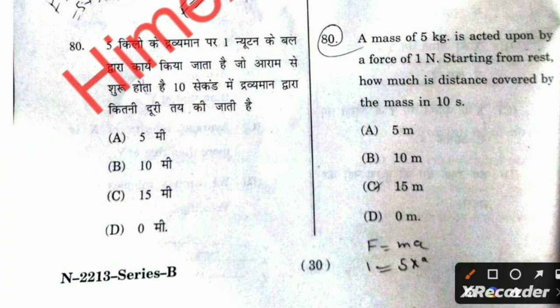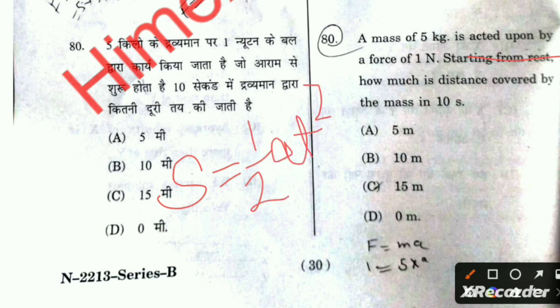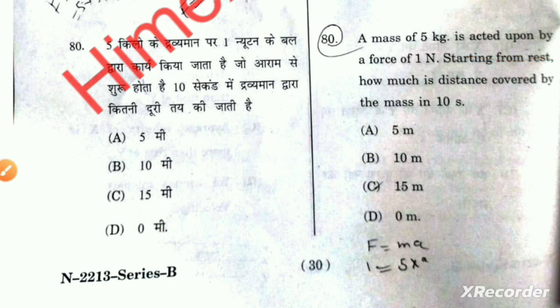So you know that starting initially at rest, the value of u is 0. It means the formula is shortened to half at square. Here the value of a you calculated earlier, which is 0.2, and the time is 10 seconds. Now you put these values of a and t in this formula. Then the answer comes out to be 10 meter. So B option is the right option. This is a very easy question which appears in examinations. So move to the next one.